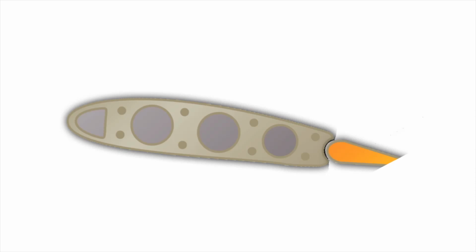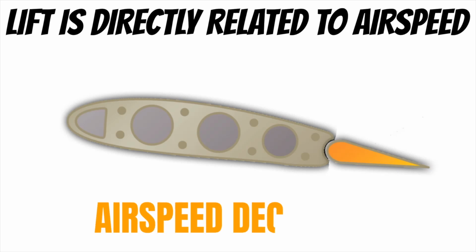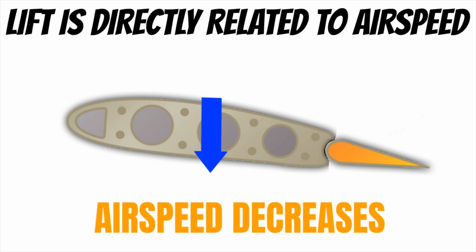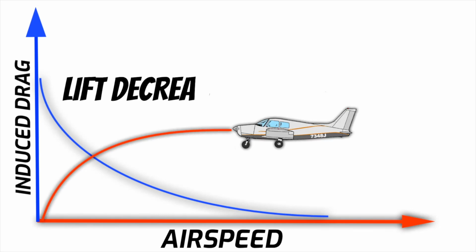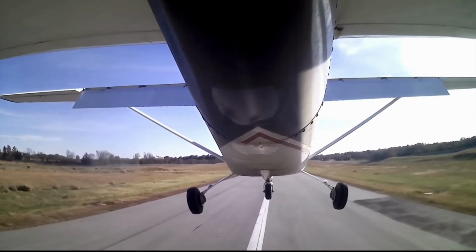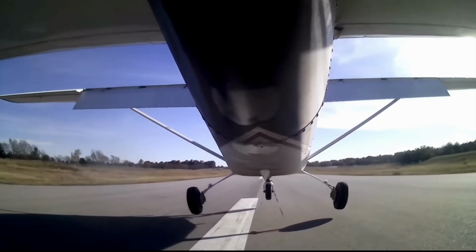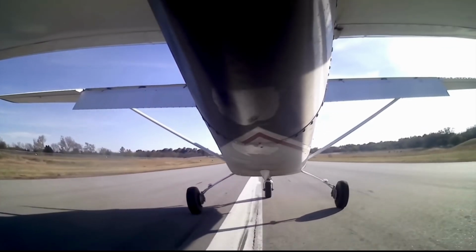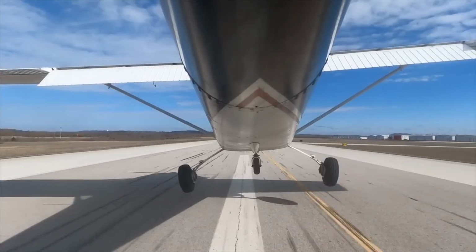As you may remember, the lift that your wings produce is directly related to airspeed. This means that as that airspeed decreases, so does your lift. And because induced drag causes you to slow down faster, that causes you to drop faster. That's why you will literally drop like a rock if you flare the airplane too high. Induced drag will cause you to slow down way too fast, and this will cause you to have a plopped-in landing.